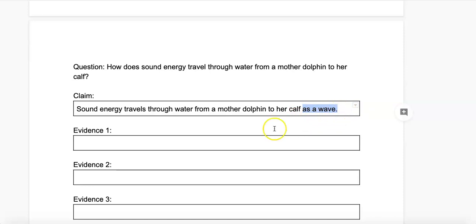That is all you need for your claim, one sentence. You do not start putting your evidence inside of your claim. Your claim should have its own sentence. Now I am going to continue on with my evidence.